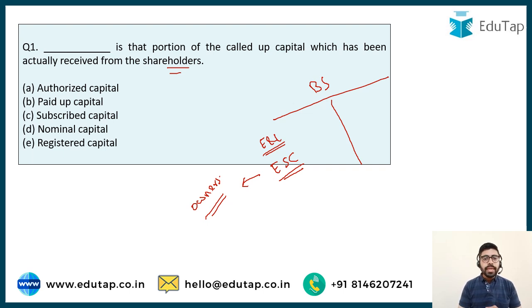Now the question says, if the company has called some money from the shareholders, but not all the shareholders have paid this money, the money received is less. Now this money received, what is going to be the technical term for it? This is what we are asked here. Is it going to be authorized, paid up, subscribed, nominal or registered capital?